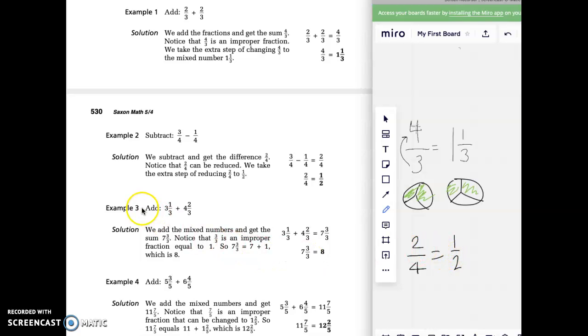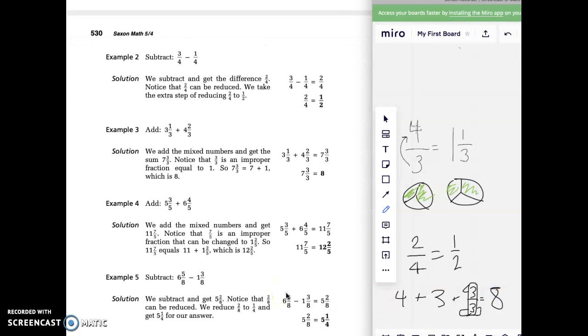So let's go ahead and do example 3. It says add 3 1/3 and 4 2/3. Well, when we add these fractions, notice 1/3 and 2/3, that's going to be 3/3. So now we have 4 plus 3 plus 3/3. Well, 3/3 really just reduces to 1. So we're going to make this a 1, right? All right, 4 plus 3 is 7. 7 plus 1 is 8.